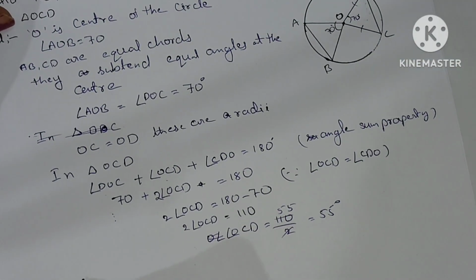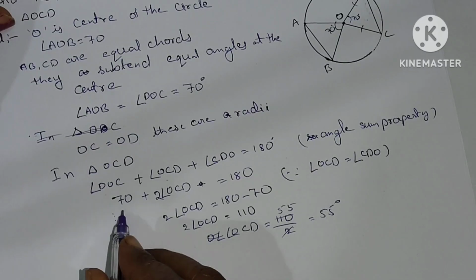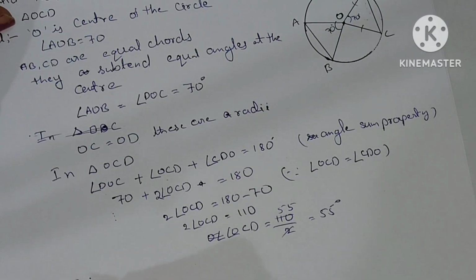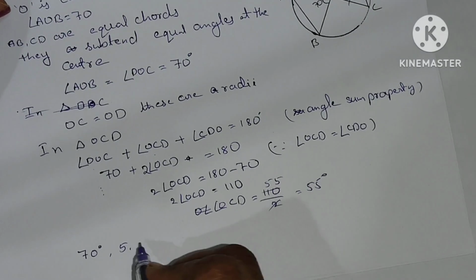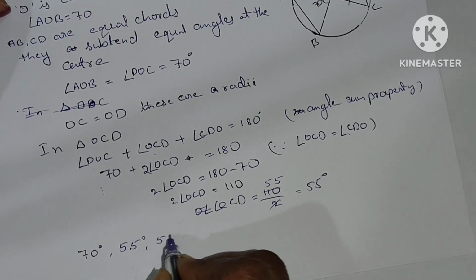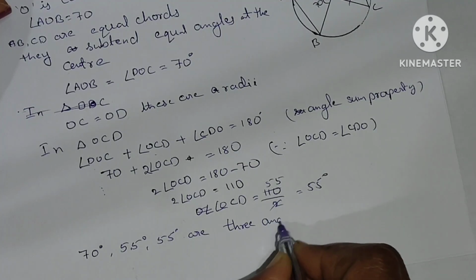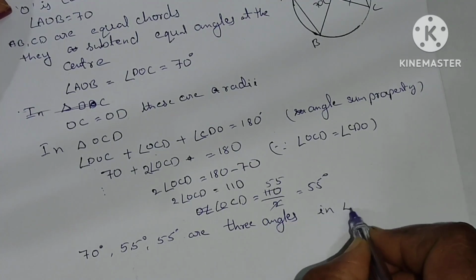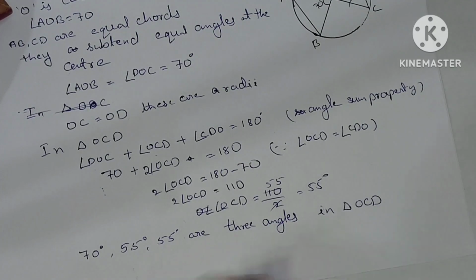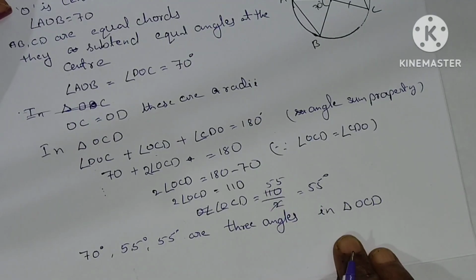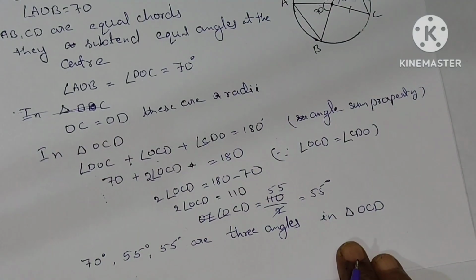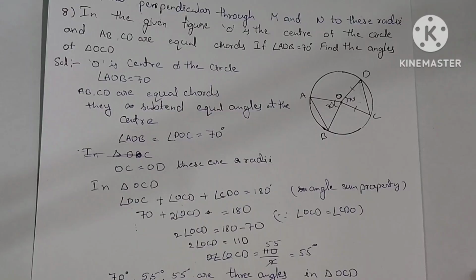So one angle is 70 degrees, and the other two are 55 degrees. So 70 degrees, 55 degrees and 55 degrees are the three angles in triangle OCD. This is the complete eighth solution.